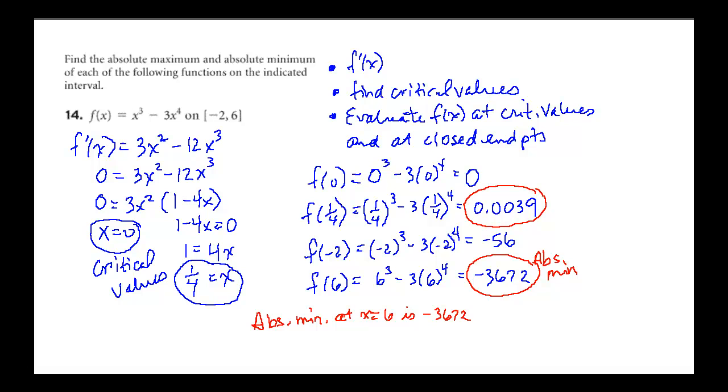It's not very high, but it's still the highest of all of these. So we would say our absolute max at x equals 1/4 is 0.0039. Okay. So again, if you wanted to graph this, you could get an idea of what we're talking about, what it looks like, and you would see that at this endpoint at 6, this cuts it off a little bit below all of the other points. So this point would be the lowest point on the graph.